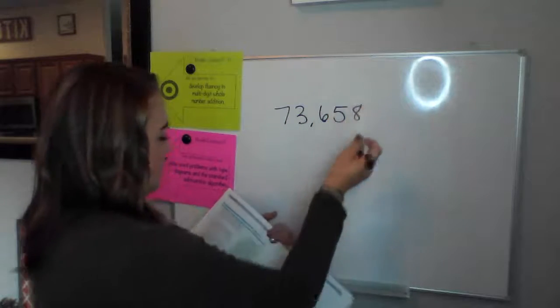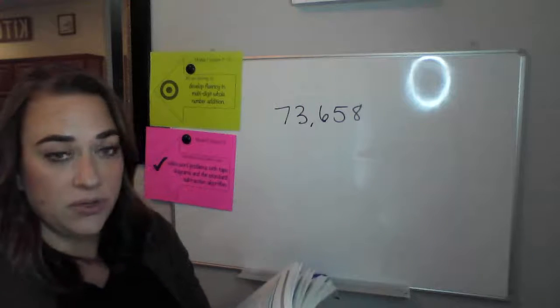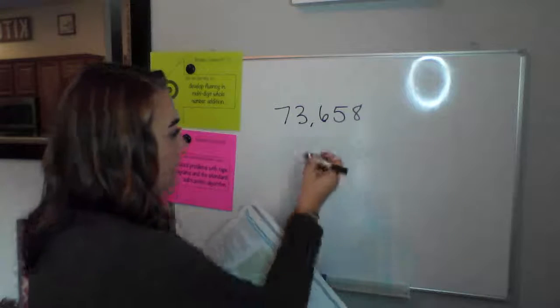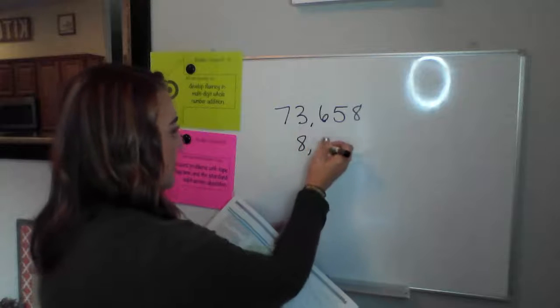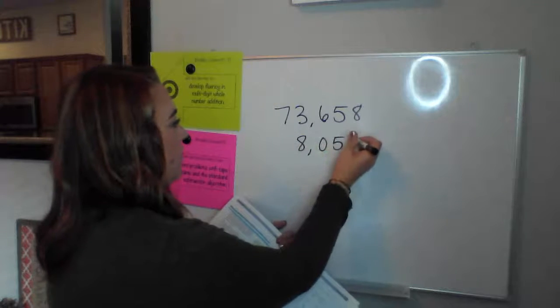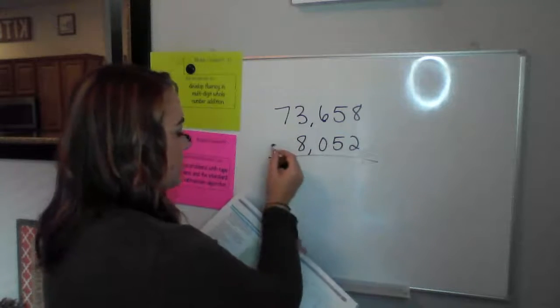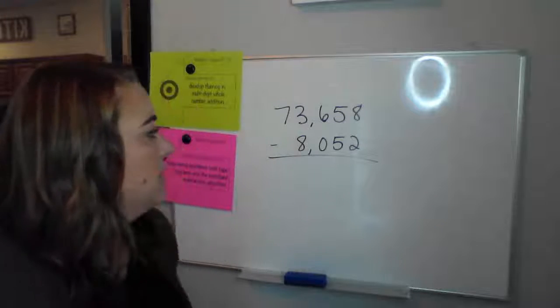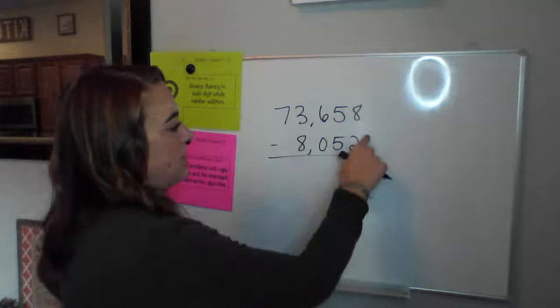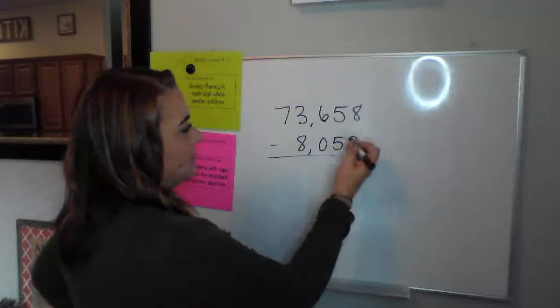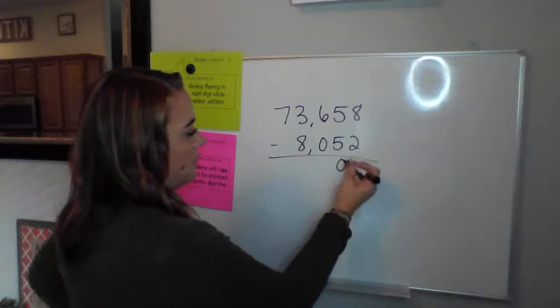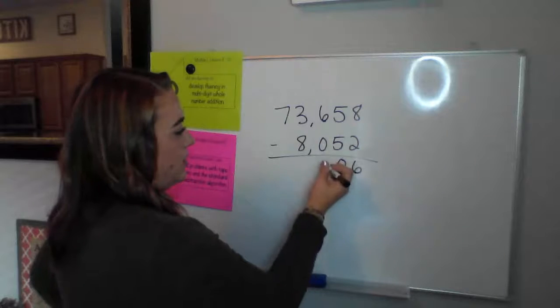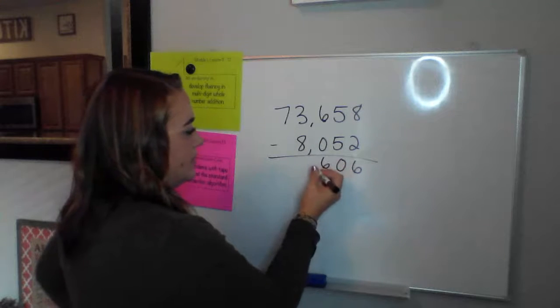So 73,658 boxes of paper were made. 8,052 were sold. So how many boxes remain is our question. Okay, start with our ones. 8 minus 2 leaves us with 6. 5 minus 5, 0. 6 minus 0 is 6.